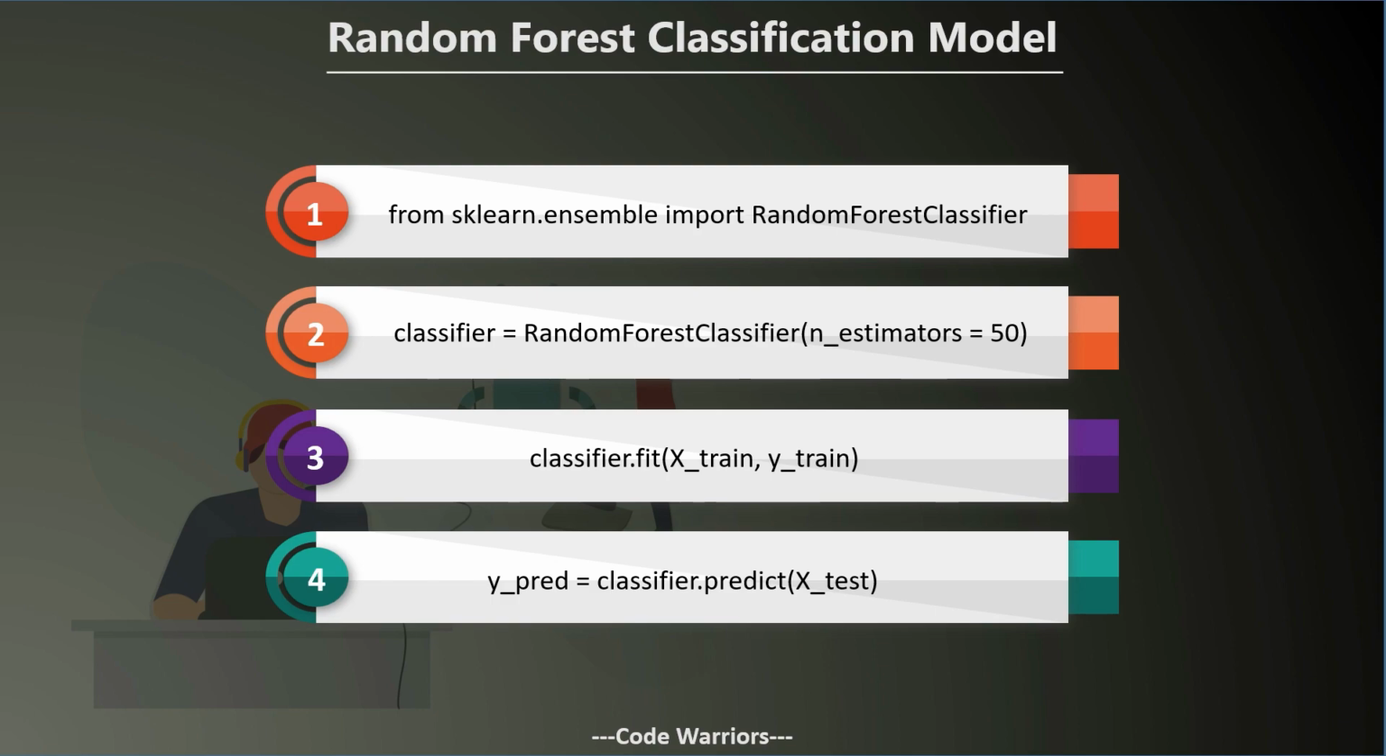Now after instantiating, we have to fit our model, so we are going to use the fit method and pass our training data X_train and y_train. After fitting our model, we will predict our data. For this we are going to use the predict method and pass X_test. So this is all about random forest classification.